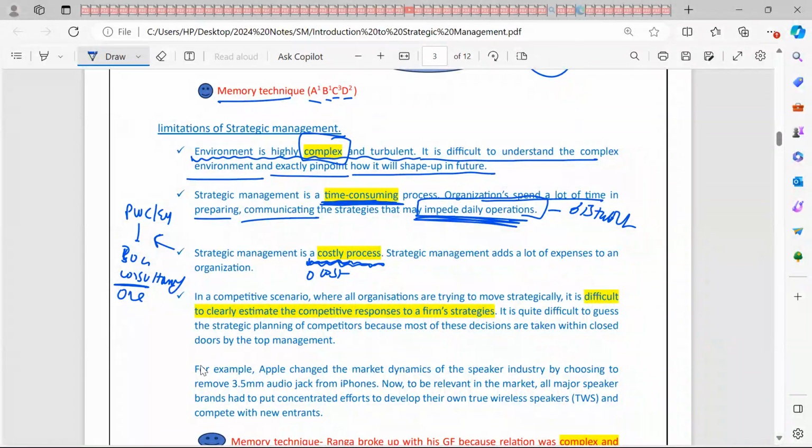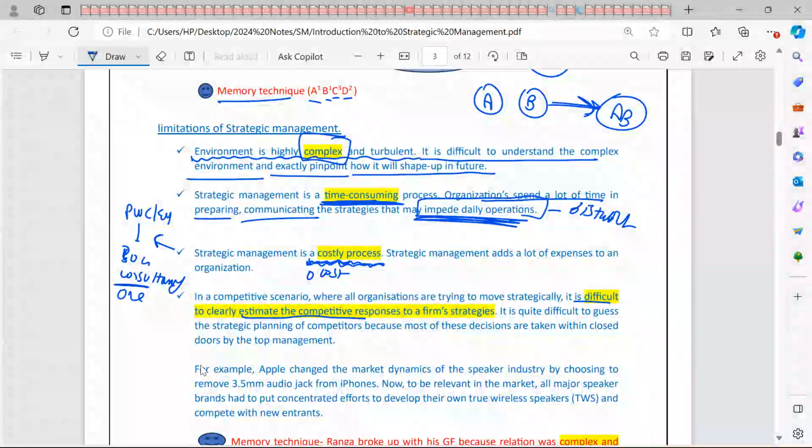Fourth thing, we will see that in a competitive scenario where all the organizations are trying to move strategically, it is difficult to estimate the competitive response. Okay, so while making the strategy, you have properly seen that my competitor is producing A product, my competitor is producing B product. So what do you have planned? That I will prepare a mixture of A and B product. Okay, but you never know, na?